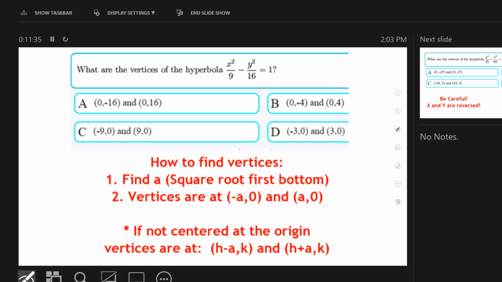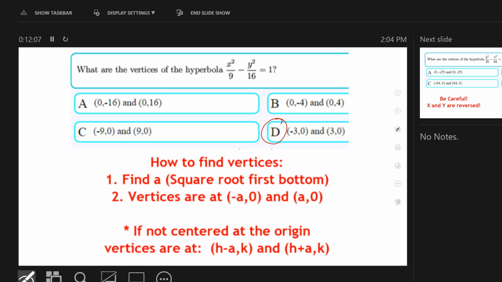X squared over 9 minus y squared over 16 equals 1. What's our correct choice? B and D? No, see, we're only going to have 2 vertices. We're not going to have the co-vertices like we did in the ellipse. All right? So what do you think, Joe? What's the better choice between B and D? D is correct, yes. So we have negative 3, 0 and 3, 0.